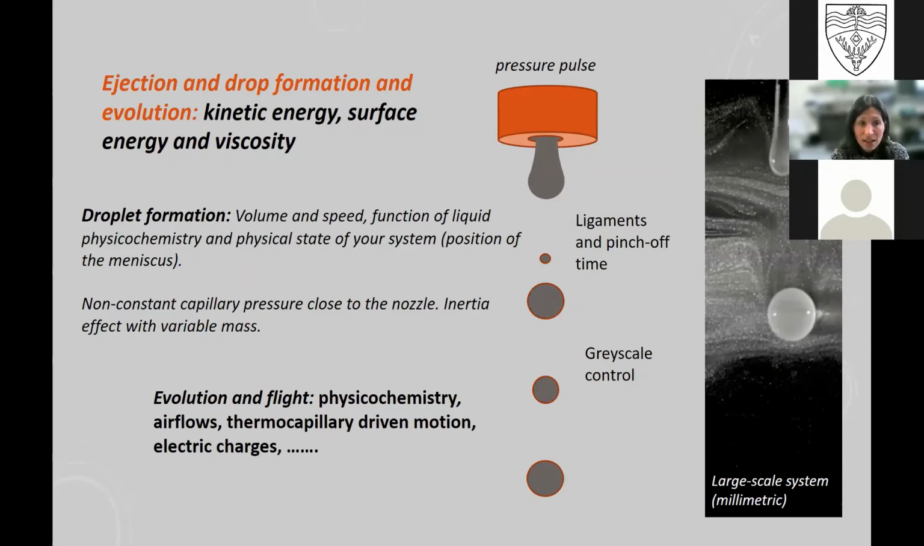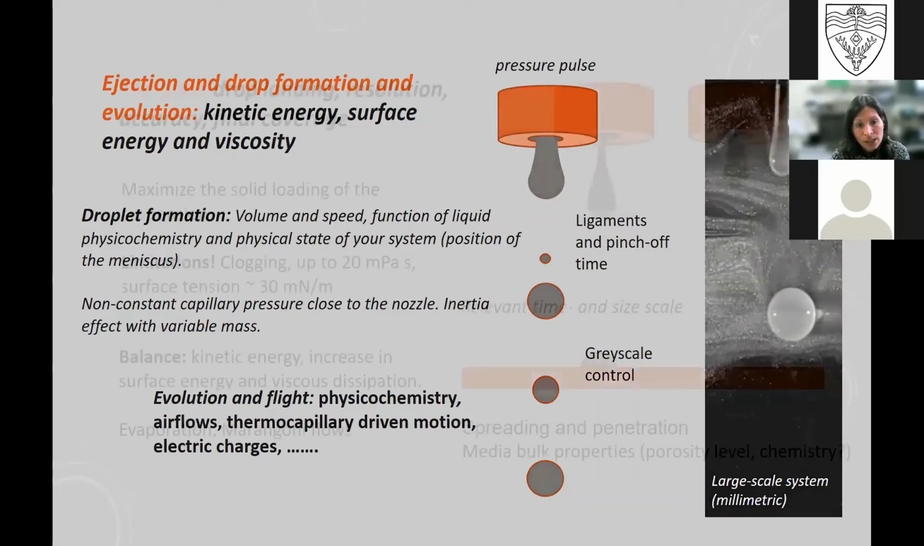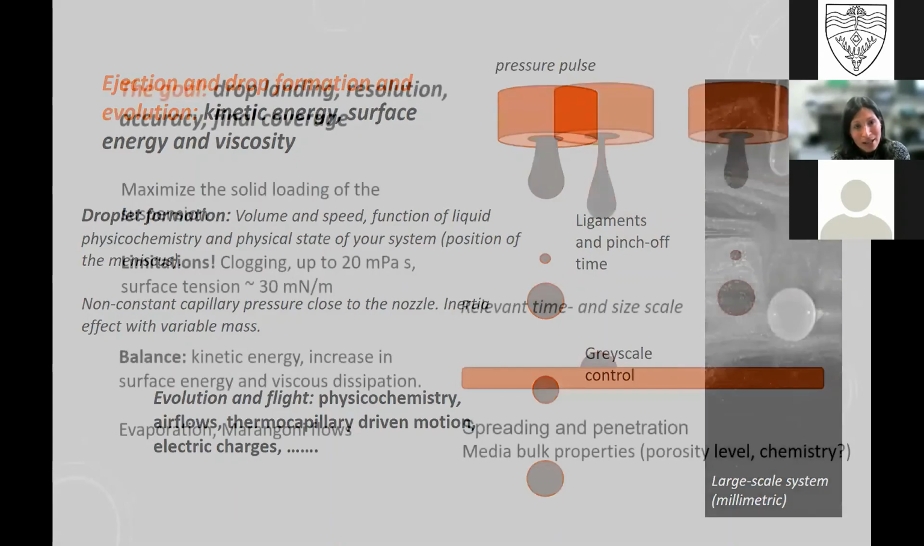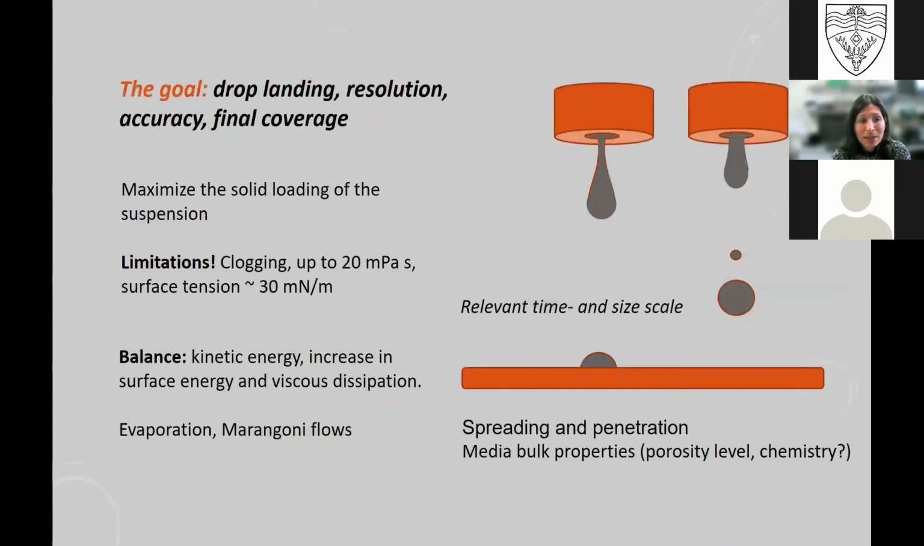And again, this is a balance of energy: kinetic, surface energy, and viscosity. You have to play with those. The goal is making the drops land where you want, being accurate and also having the coverage on the substrate that you need. So you generally want to maximize the loading of that ink with solid, for instance, but there are some limitations. You don't want to clog your nozzles. Viscosity and surface tension are limited.